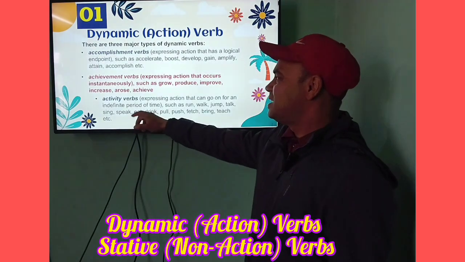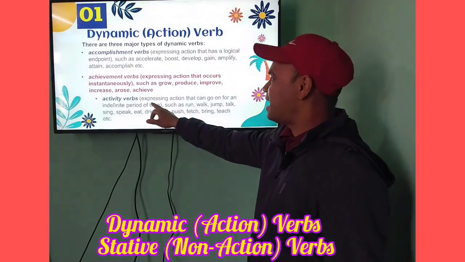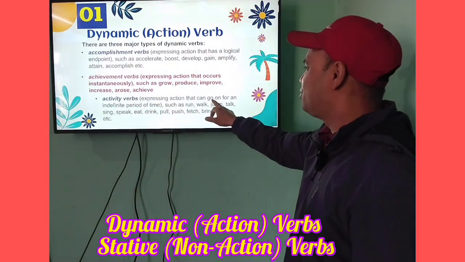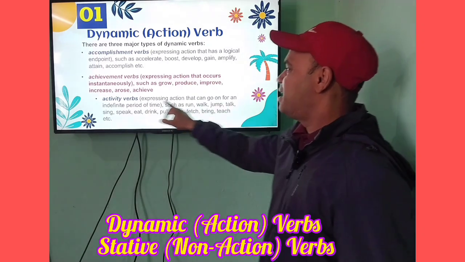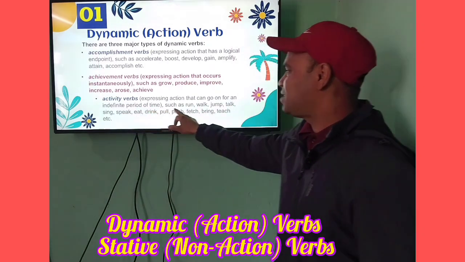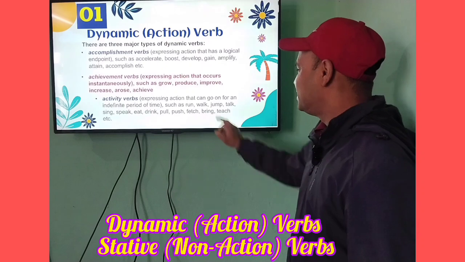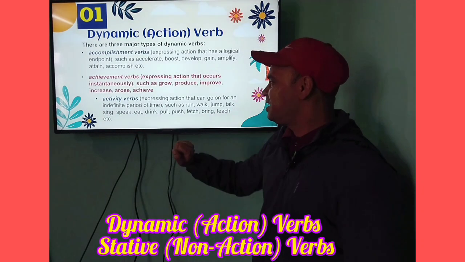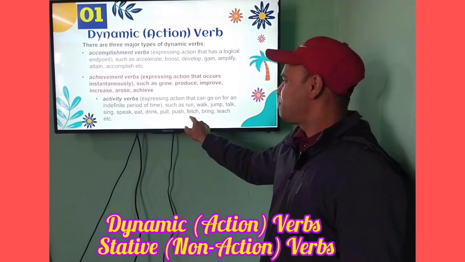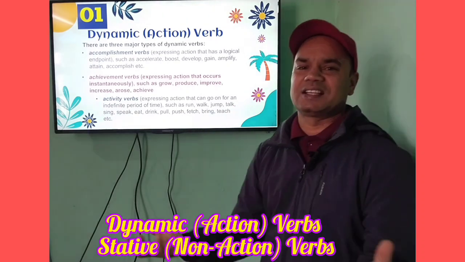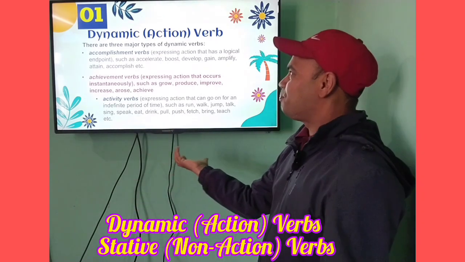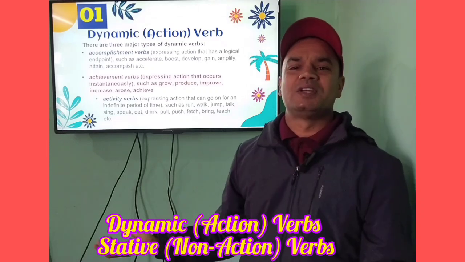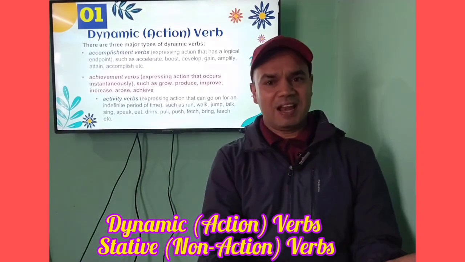And the last one is activity verbs, expressing action that can go on for an indefinite period of time, such as run, walk, jump, talk, sing, speak, eat, drink, pull, push, fetch, bring, teach, etc. So these three dynamic verb types basically show different types of action. Understand?